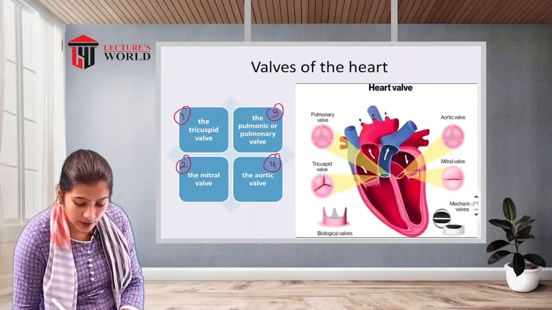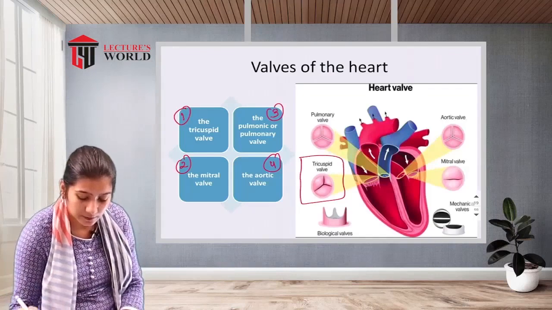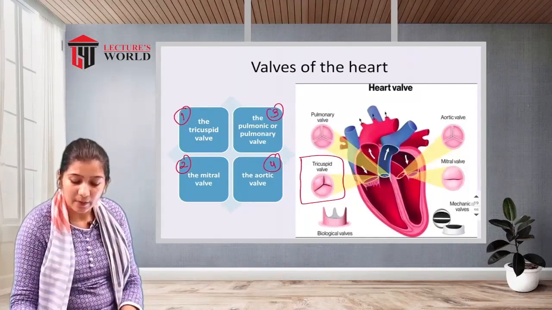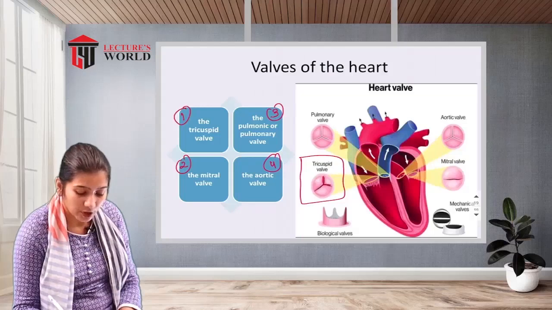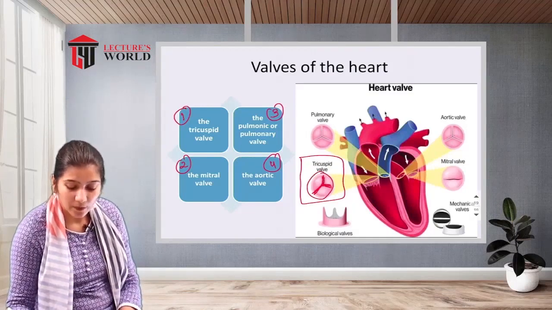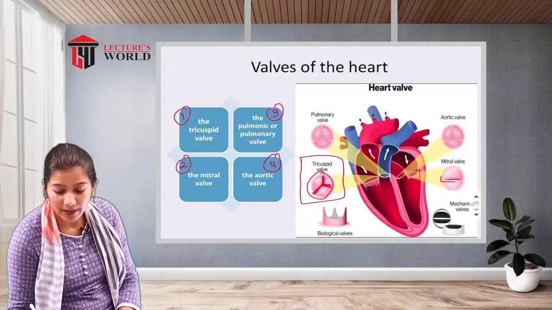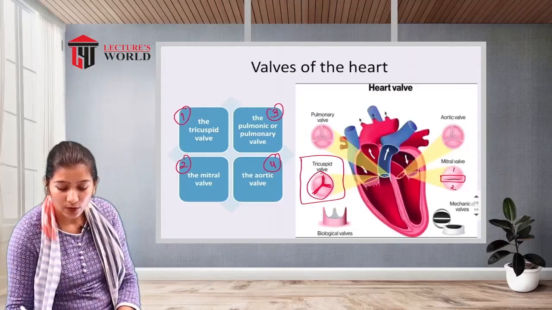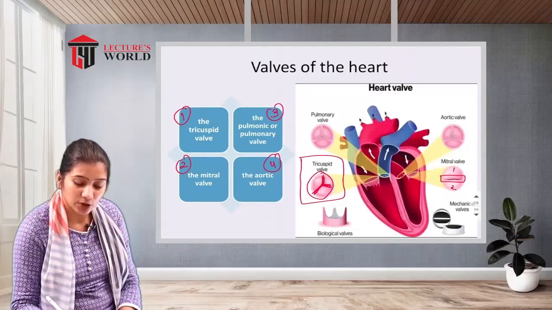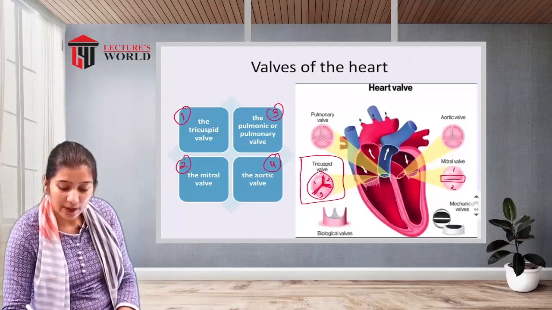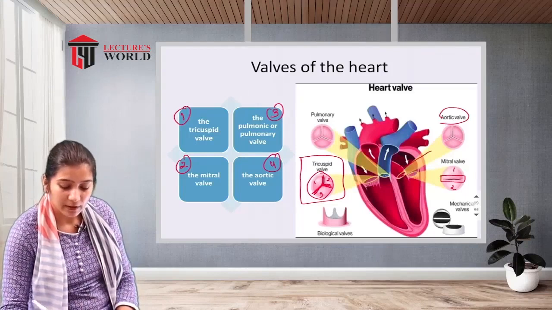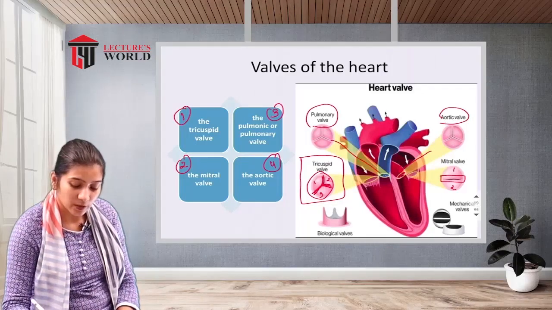So you can see the first is the tricuspid valve. Why is it known as a tricuspid valve? Because it has 3 portions, 1, 2 and 3. That's why it is known as a tricuspid valve. Why is it known as a mitral valve or a bicuspid valve? Because it is divided into 2 portions, 1 and 2, whereas the tricuspid valve is divided into 3 portions, 1, 2 and 3. Next is the aortic valve, which is present over here, and the pulmonary valve, which is present over here.